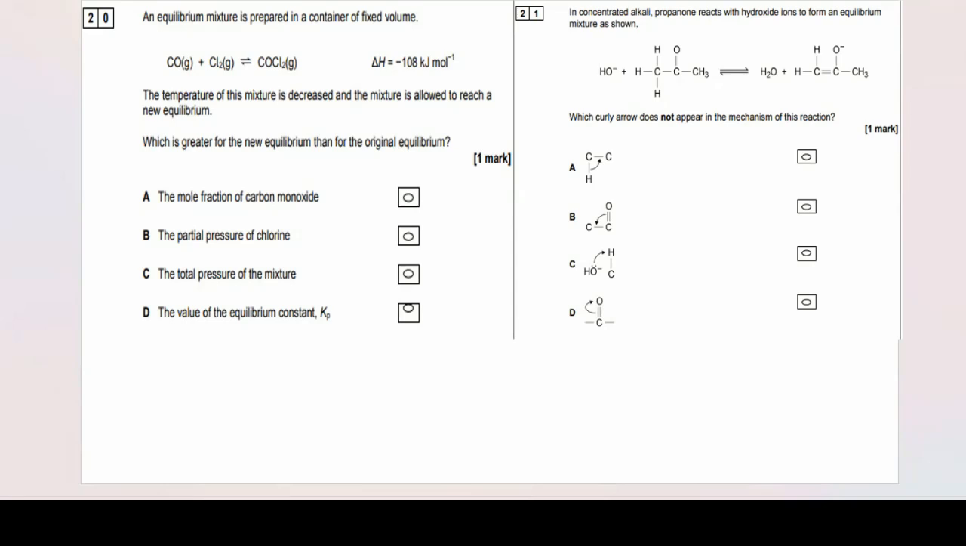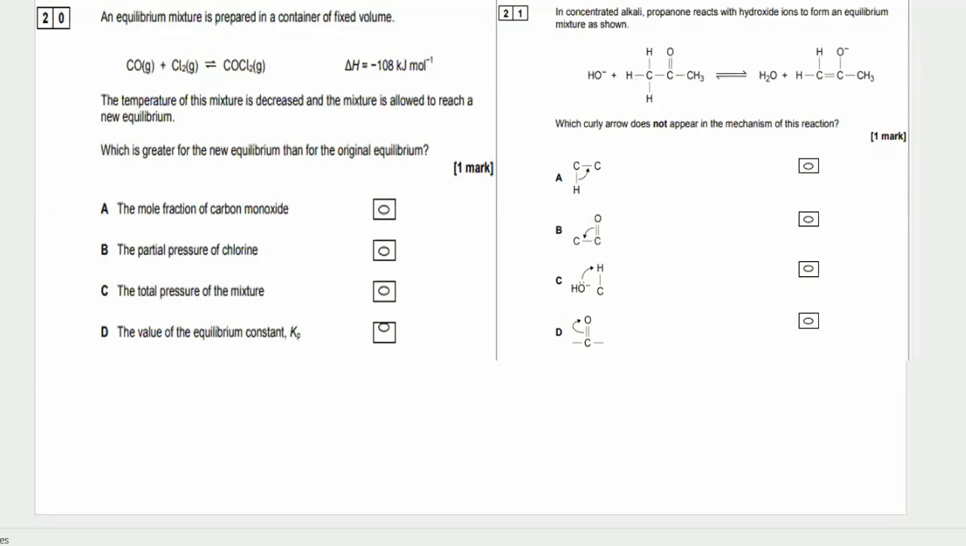20. An equilibrium mixture is prepared in a container of a fixed volume. We've got carbon monoxide plus chlorine equals some other molecule there. It's an exothermic reaction because we can see negative 108. Whoa, what happened there? The temperature of this mixture is decreased and the mixture is allowed to reach a new equilibrium.